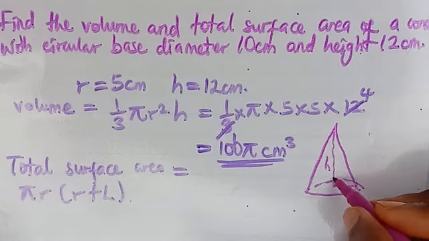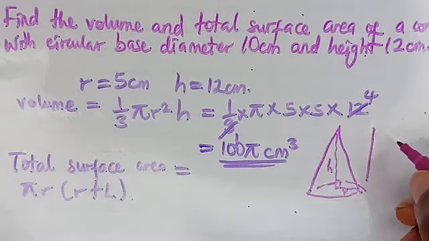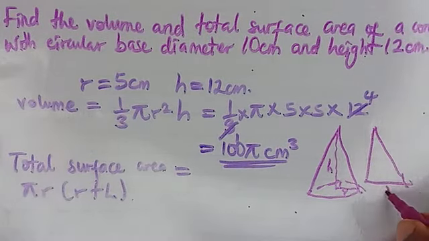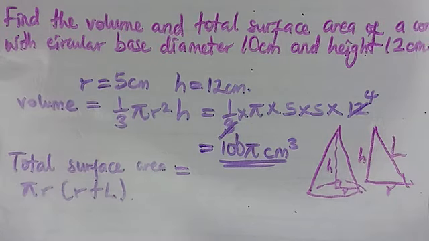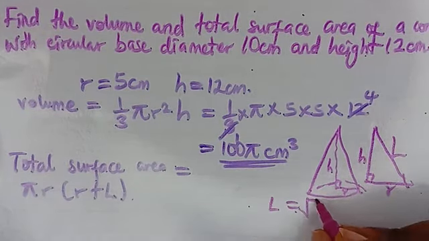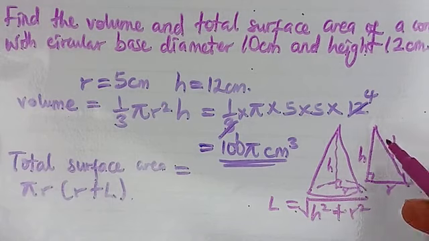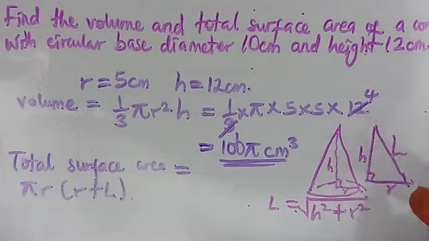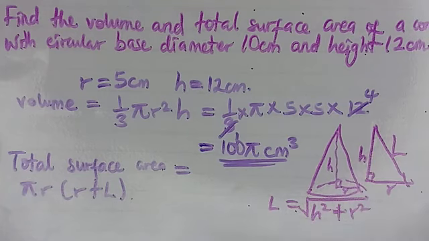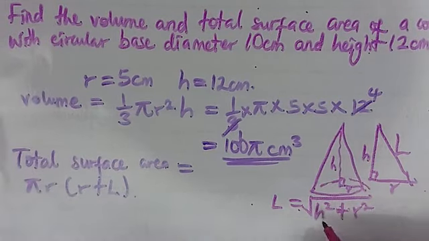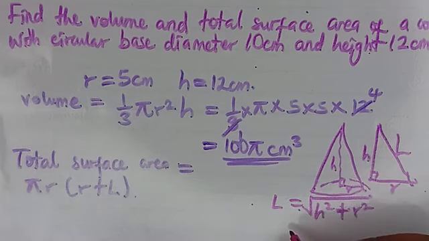If we look at this point, we can see that this is a triangle. Let me draw that triangle separately. So this is R, this is H, and this is L, right? And so we have that L is equal to the square root of H squared plus R squared, because L is the hypotenuse of the triangle. So this question is important in case you don't have the slant height. You can always find the slant height from the height. You can always find the height from the slant height and base radius. So we are going to solve for L and then come back to this formula.